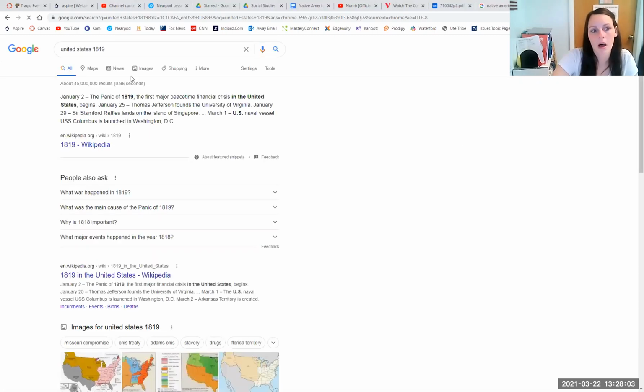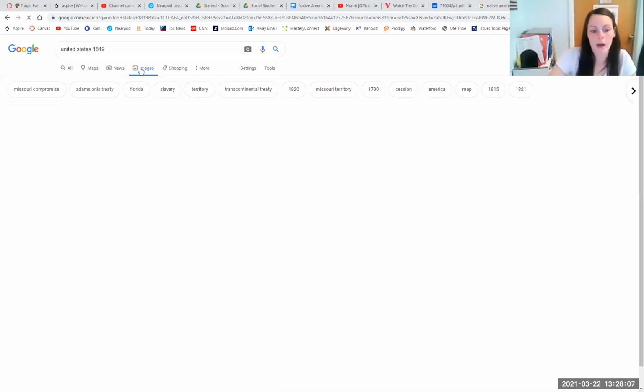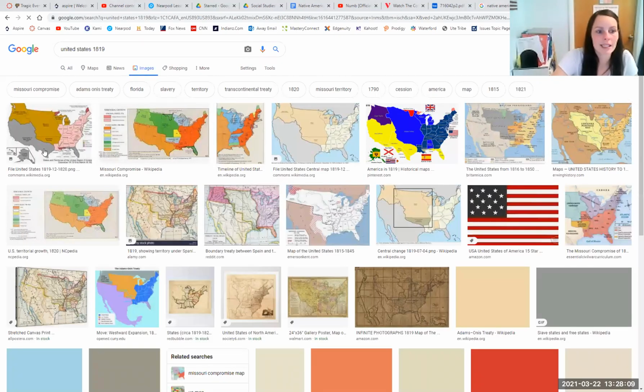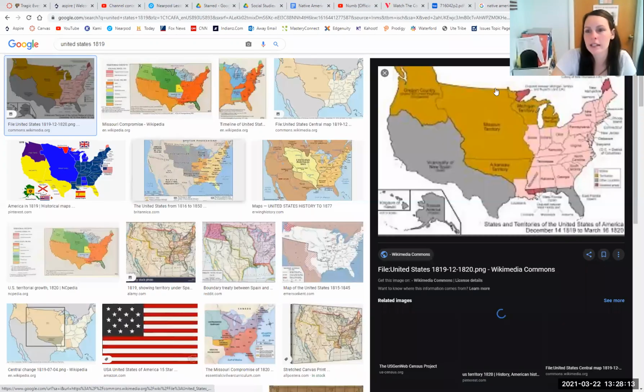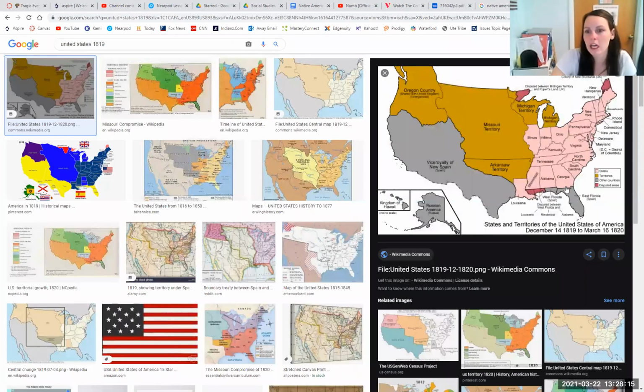So the United States in 1819 was very small compared to where it's at now. It's mostly just the east side of the country. So you can see in this image right here. So for right now, just switch over to Zoom and then you can switch back to your Nearpod. So in 1819, we basically just have this eastern side.